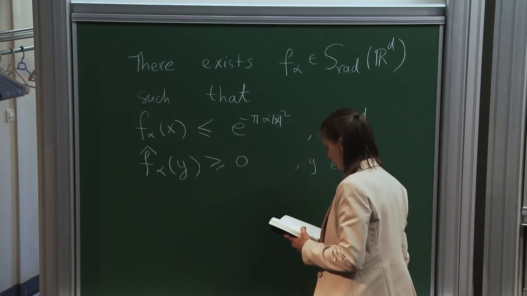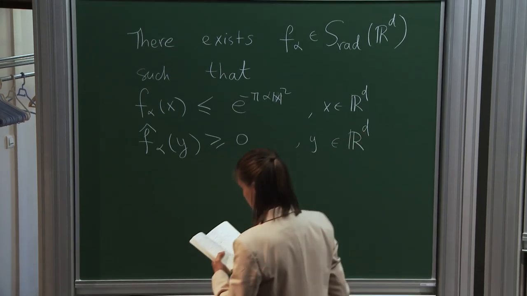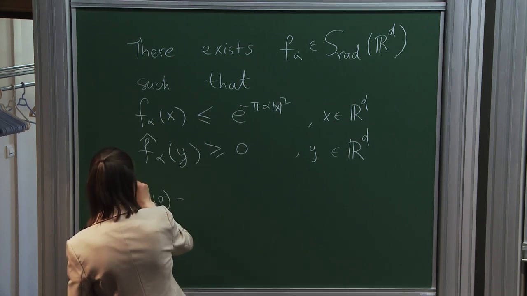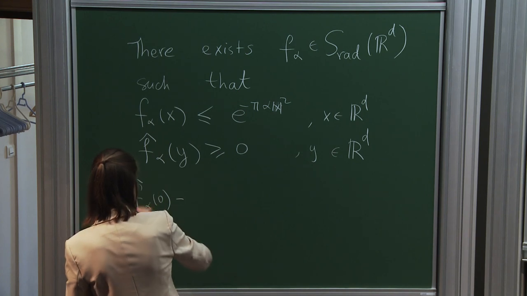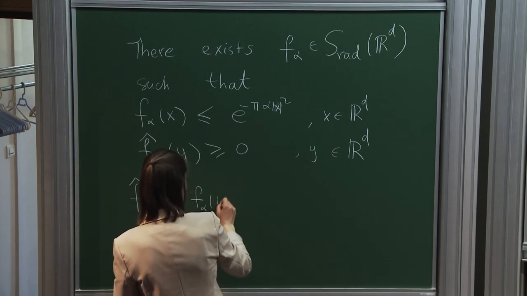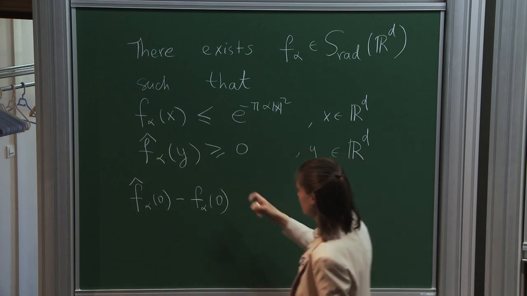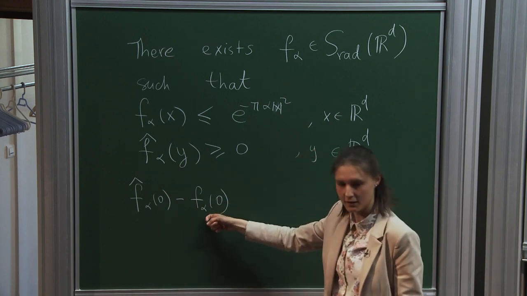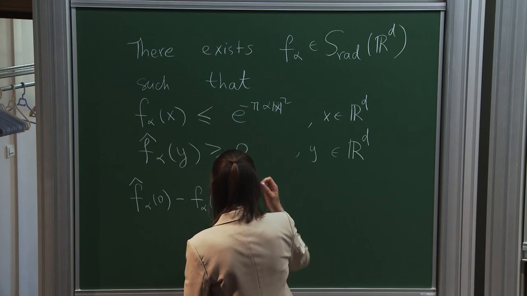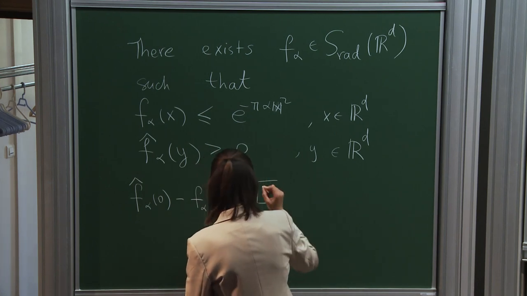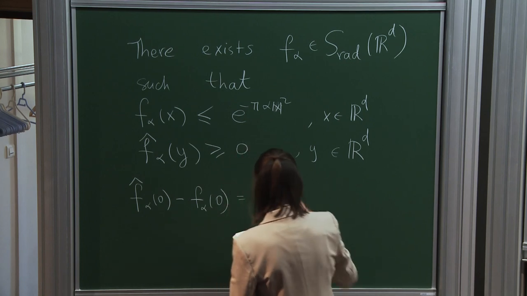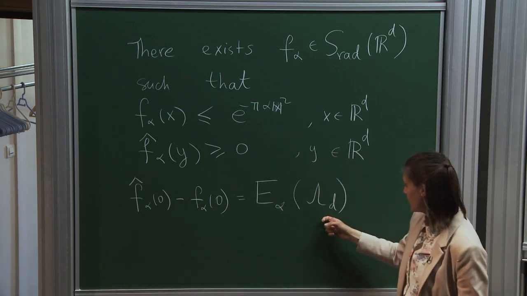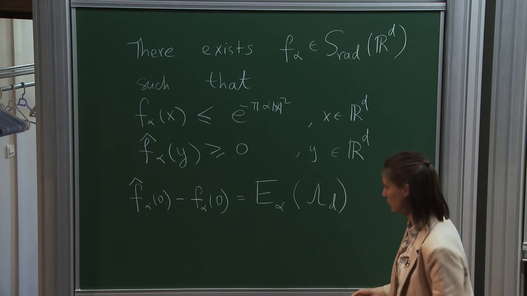And if we are able to construct such a function, then for configurations of density 1, the difference of the value of the Fourier transform of the auxiliary function at 0 and the function itself at 0 gives us a lower bound for the energy of any possible configuration. And if we want our bound to be sharp, it means that this difference has to be exactly equal to the energy of our lattice, the optimal lattice in question.